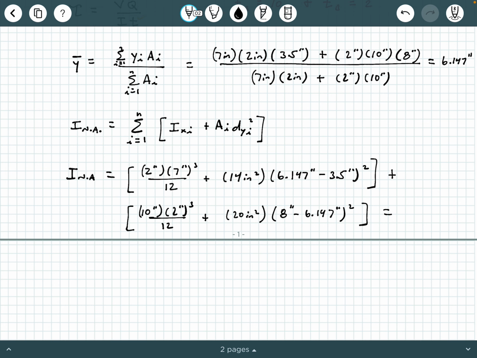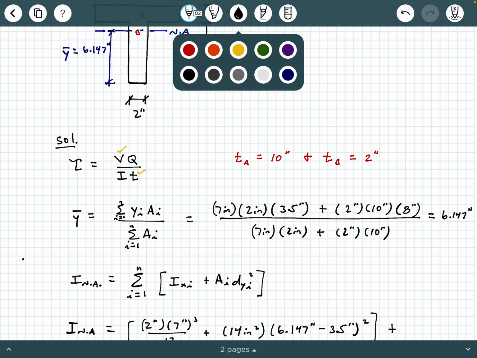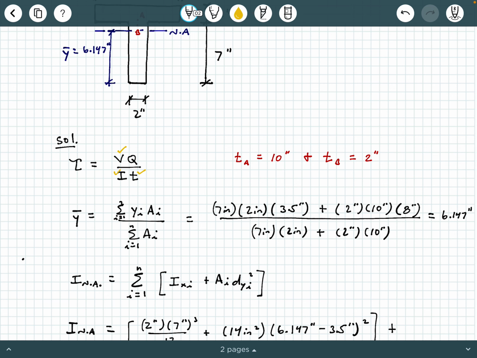We punch this through and we should get 230.6 inches to the fourth. If I were you, I would maybe pause the video, punch this through, and make sure you are able to see and figure out where all this comes from, okay? Again, at this point, we're not even doing mech of materials yet. This is really just some simple statics steps, okay? So we can go ahead and check off our moment of inertia value, I, okay?